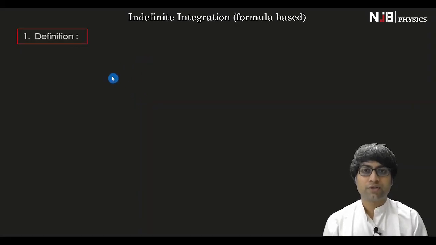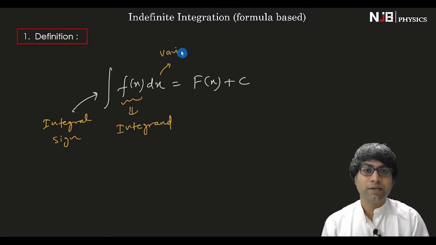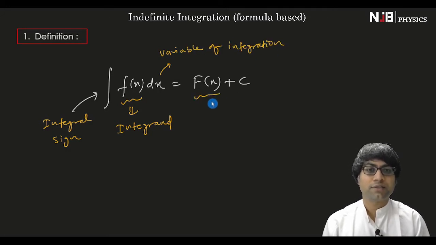Let's begin with the definition. So if we have a mathematical statement written in this form, then first of all, what does this symbol signify? Well, this is the integral sign. And what is the small f of x? This is called the integrand. And this x is the variable of integration. And this capital F of x on the RHS is the antiderivative of small f of x.